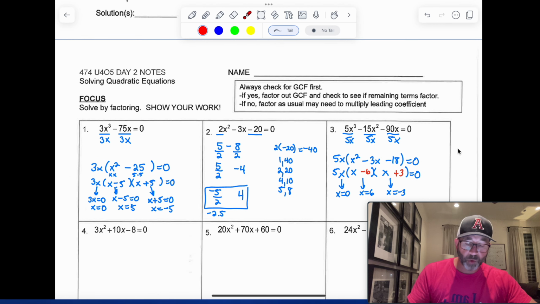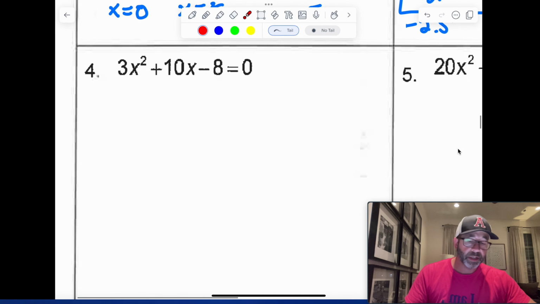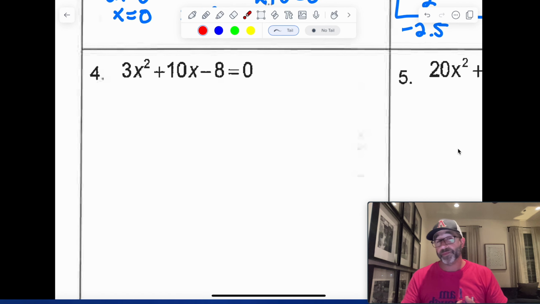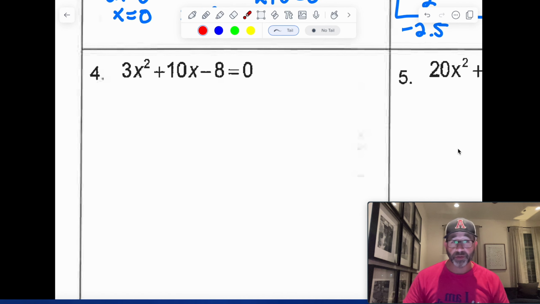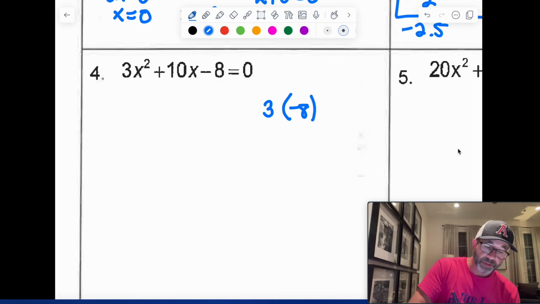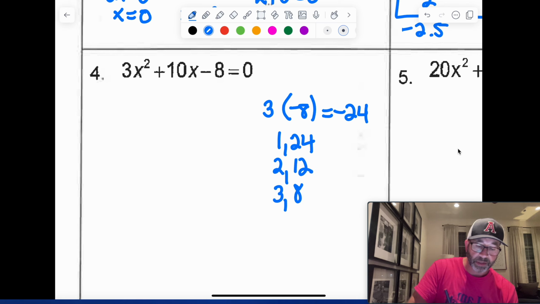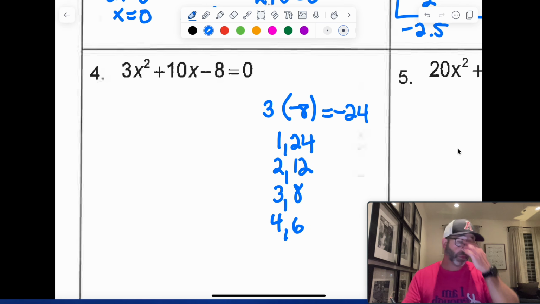For number 4, let's zoom in on that one there. This one, there's no greatest common factor. It's not the difference of squares. The leading coefficient is greater than 1, so we have to go through and do the whole multiplication process. This is where we've got a little bit of work, okay? So 3 times negative 8 gives us a negative 24. Factors of this will be 1 and 24, 2 and 12, 3 and 8, 4 and 6, okay?